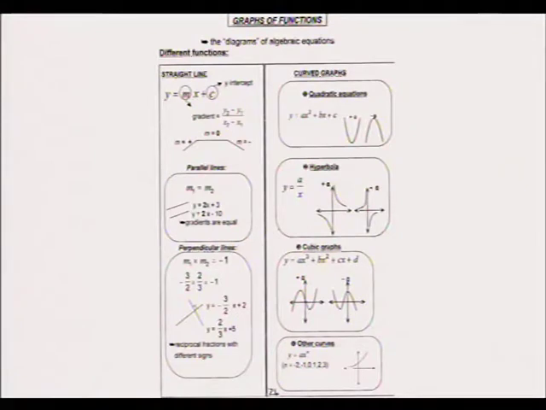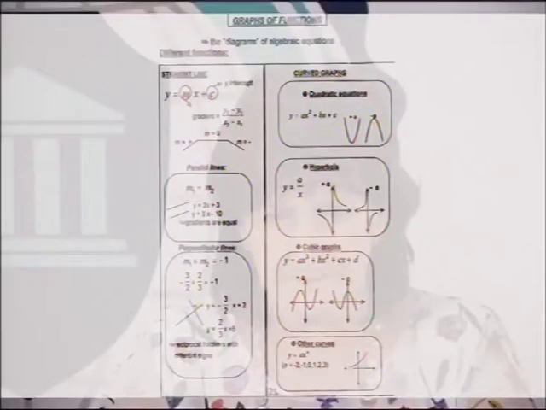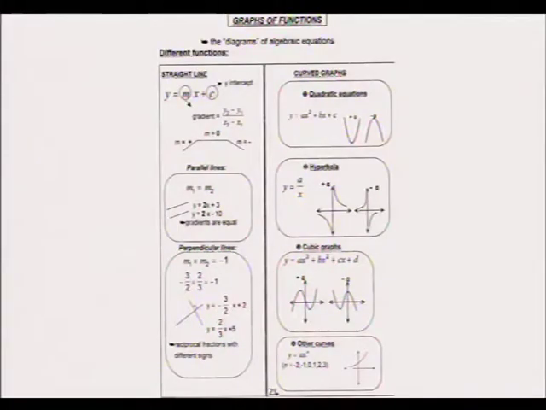There you see the parallel lines. For example, y is equal to 2x plus 3 and y is equal to 2x minus 10. The gradients are the same. Both gradients are 2.